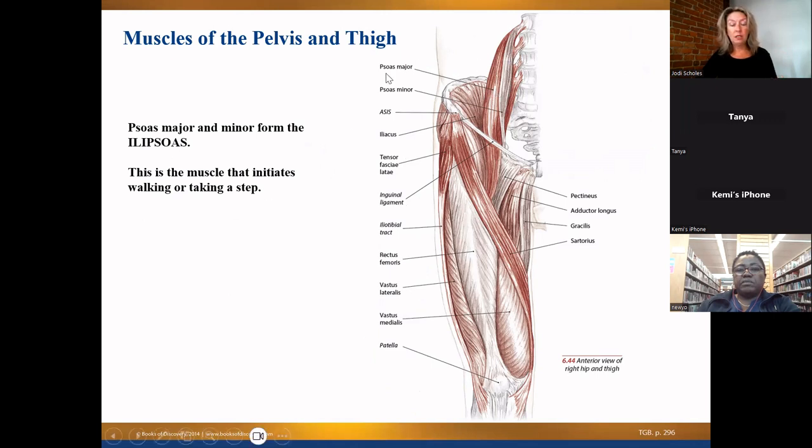All right, so here, let's start off with the psoas major. The full name of the psoas is called the iliopsoas, I-L-I-O-P-S-O-A-S. Oh, here it is. Yep, right there.